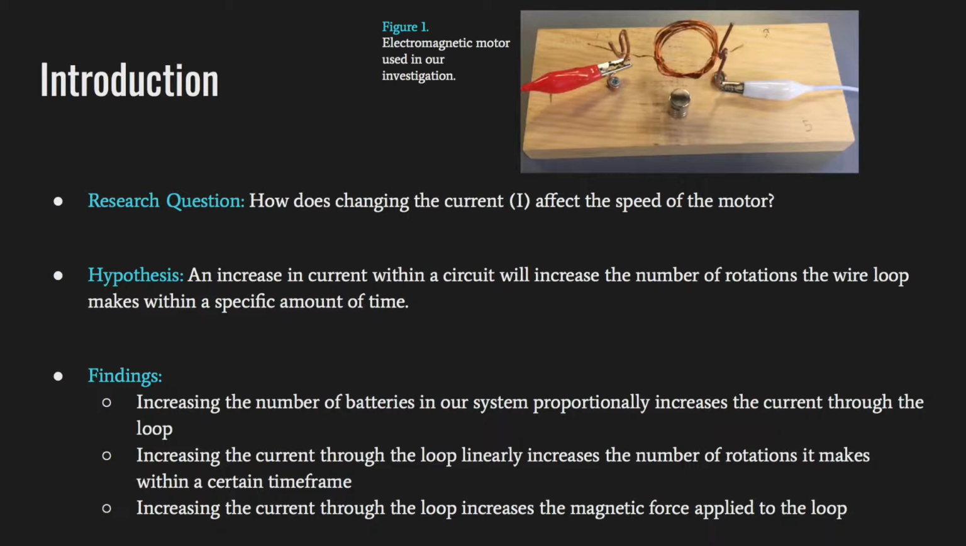Introduction. Our research question was, how does changing the current affect the speed of the motor? We hypothesized that an increase in current within a circuit will increase the number of rotations the wire loop makes within a specific amount of time.